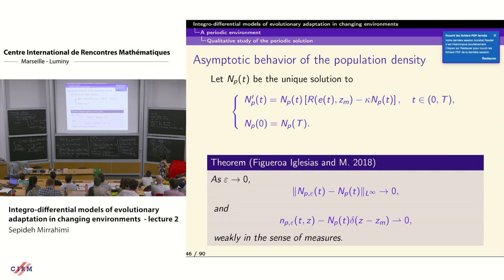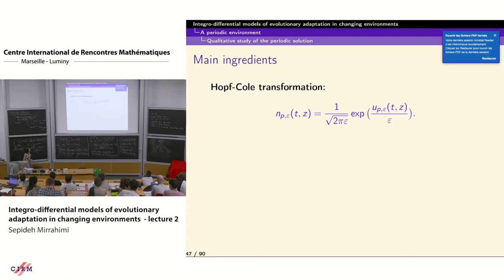So as epsilon goes to zero, the population would concentrate around the point which maximizes an average environment with average growth rate R bar. Okay? And so to do this, we can follow the same type of arguments and use the Hopf-Cole transformation.